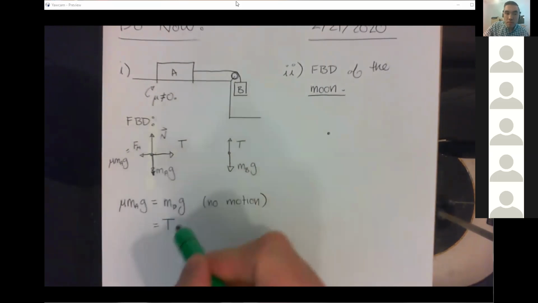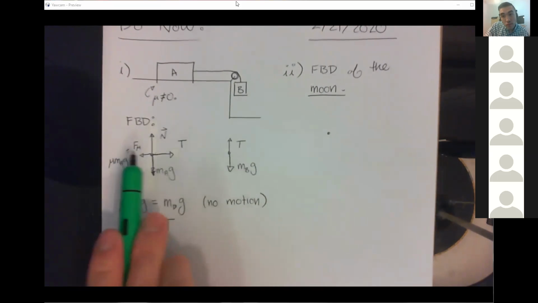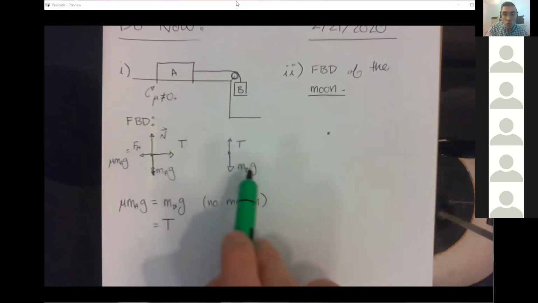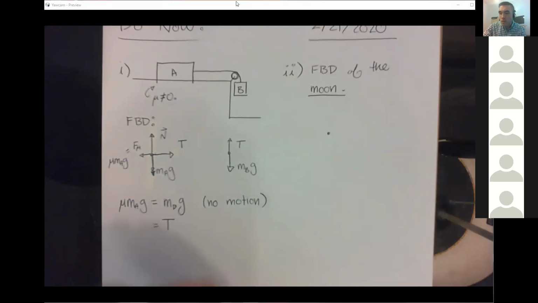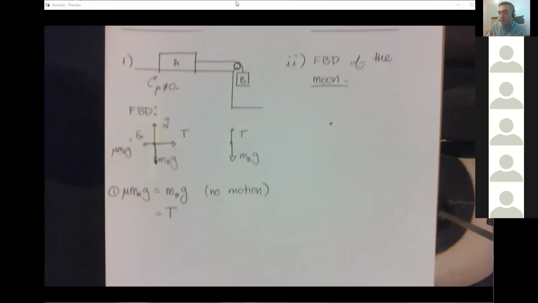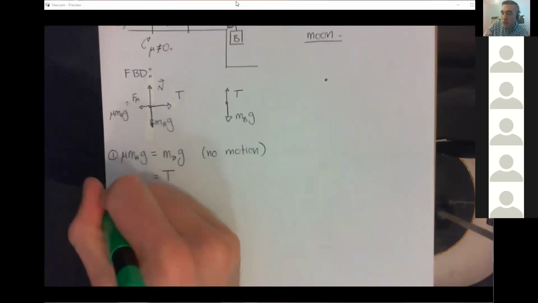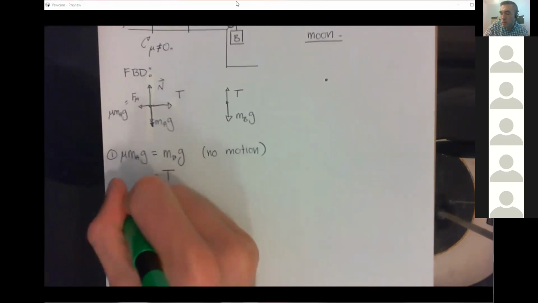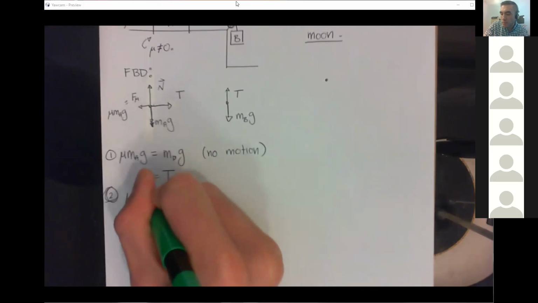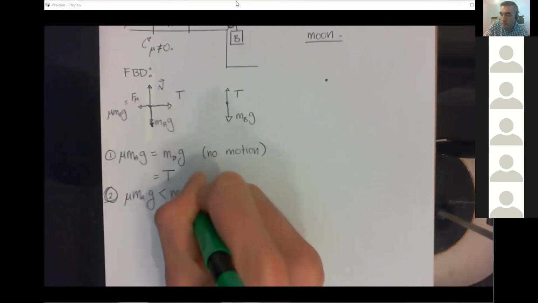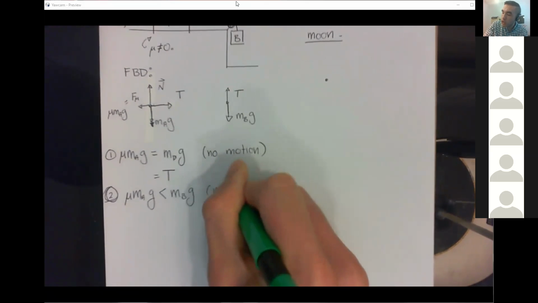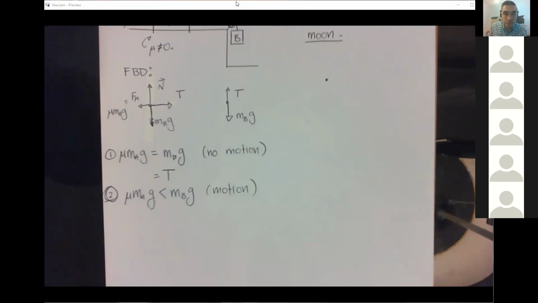Yeah, these all become equal, and this makes it so that left and right forces add up to 0. Block A doesn't shift. Right here for block B, forces up and down equal to 0. Block B doesn't shift. Scenario 2 is the one where we do have motion, and that means that in the scenario where we do have motion, mu mag, the friction is less than the weight of B. So this is the one where we do have motion. We have some sort of acceleration on the system. And again, this allows us to make a couple of inequalities.